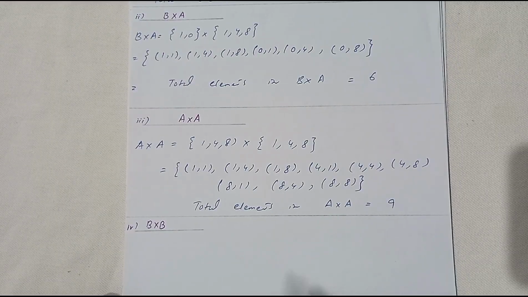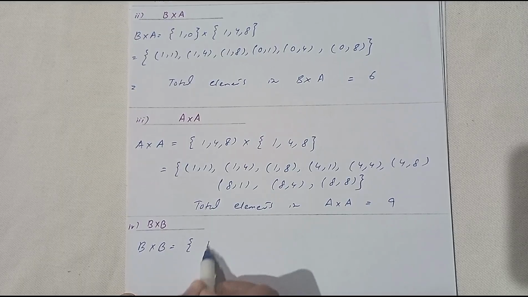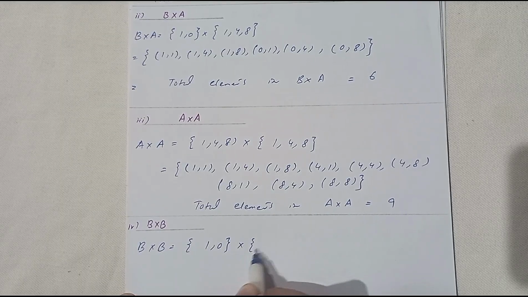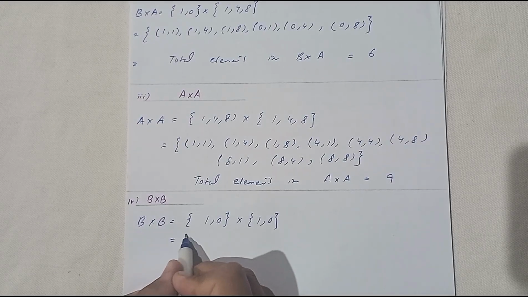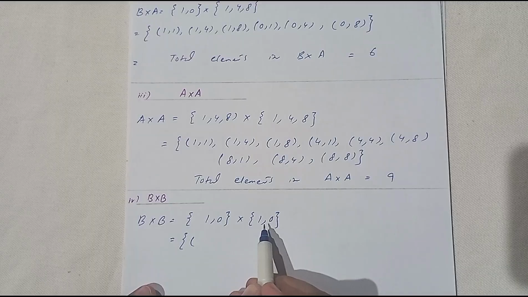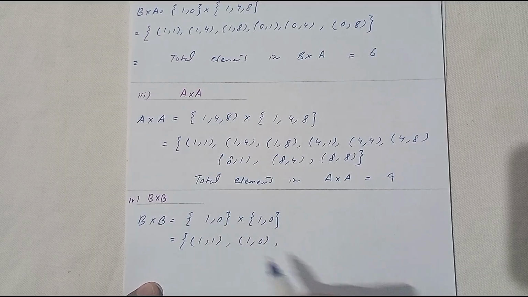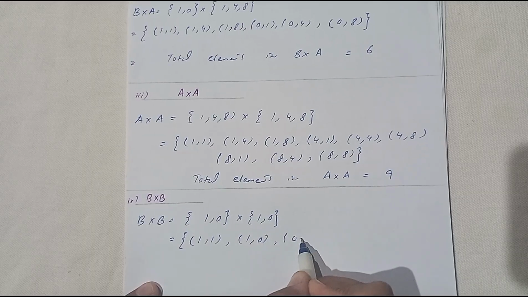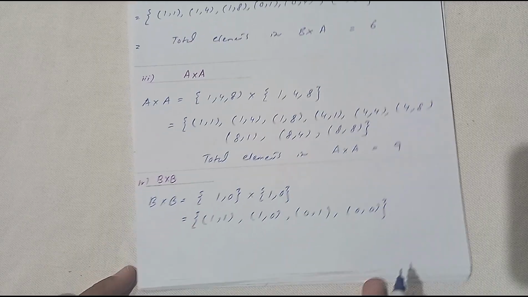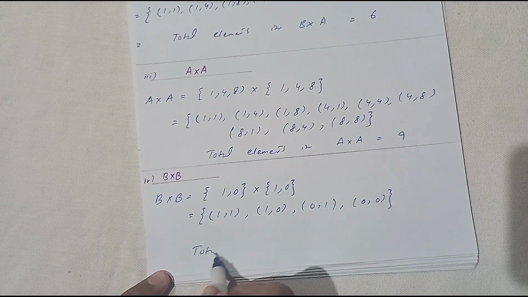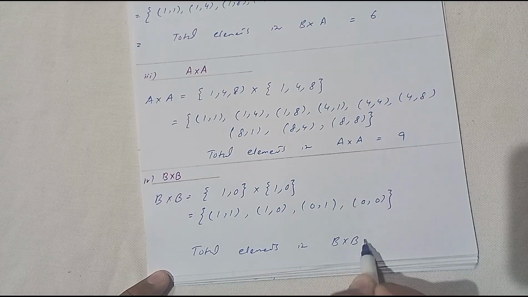In the last part we have to find the cross product of B cross B. Write the elements of B, 1, 0, multiplied with 1, 0. Now making pairs, first we make pairs of 1 with the other elements 1 and 0, that is 1 comma 1, 1 comma 0. Now making pairs of 0 with these two elements, that is 0 comma 1 and 0 comma 0. So counting the number of elements in B cross B, the total is 4.